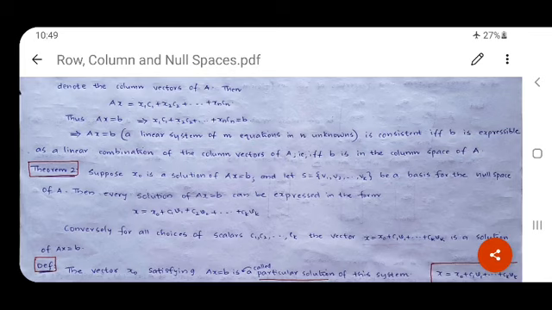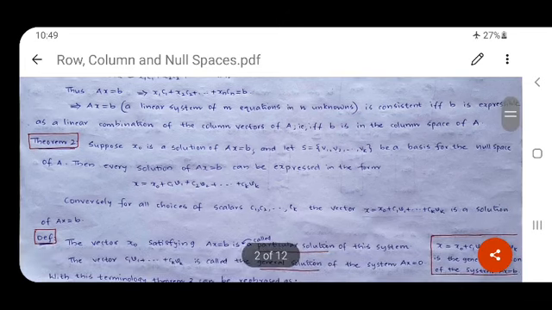Second theorem: suppose x0 is a solution of Ax equal to b. Okay, we call this a particular solution of the system. An x0 satisfying Ax equal to b is a particular solution. And suppose S equal to {v1, v2, etc., vk} is a basis for the null space of A. Okay, that means these satisfy A v1 equal to 0, A v2 equal to 0, etc., A vk equal to 0. And these are linearly independent and span the null space.